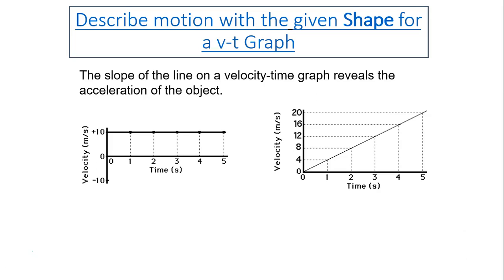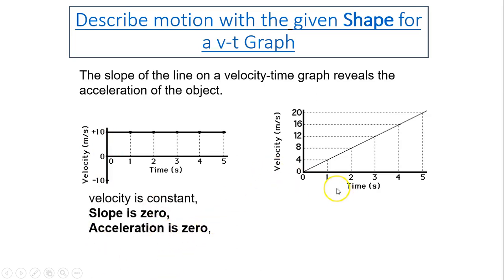Describe motion with a given shape for a VT graph. The slope of the line on the velocity time graph reveals the acceleration of the object. So the slope in the graph on the left is 0, so we know acceleration equals 0. We can also see velocity is constant positive. Actually, it's 10 meters per second. In the second graph, we can see the slope is constant and positive, so acceleration is constant positive, and we can see as the time increases, velocity increases by the same amount.